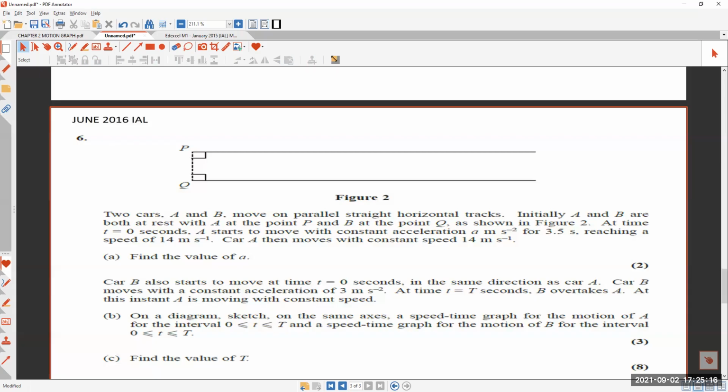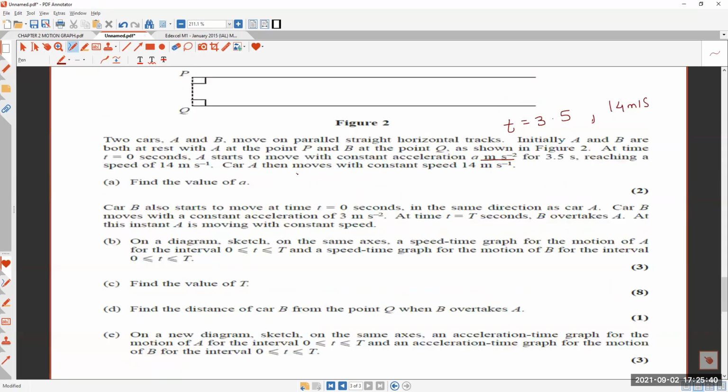Find the value of a. How much is the time? 3.5. And it reaches 14 meter per second, the final velocity. Initial velocity is 0. Time is given, easy, v is equal to u plus at. Final velocity is 14 is equal to initial velocity 0 because it is at rest, plus a into time 3.5. So a is equal to 14 divided by 3.5. How much is it? Check, 4. So the answer to the first part is 4 meter per second squared.